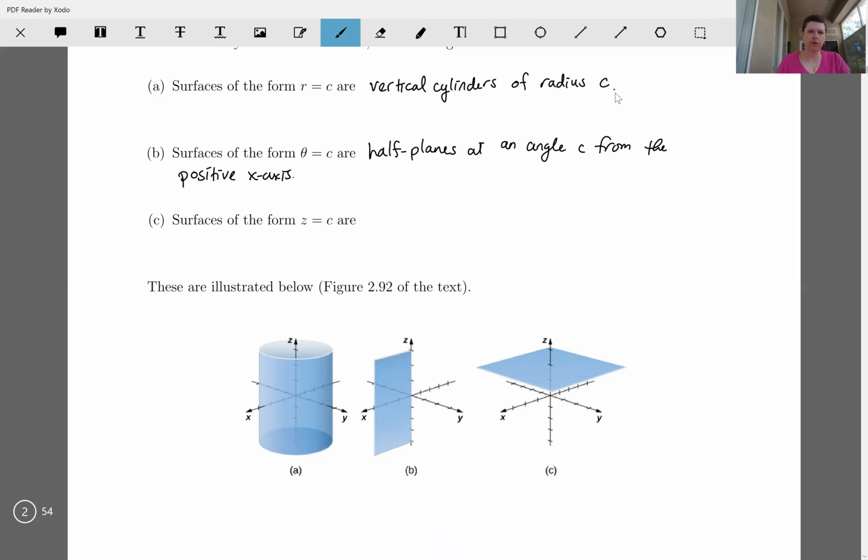And surfaces of the form z equals c, as we described before, are just planes parallel to the xy plane. Because the z coordinate is the same in Cartesian coordinates, there's no change when we go to cylindrical coordinates. So same as in Cartesian coordinates. And again, these pictures are from the textbook, figure 2.92.